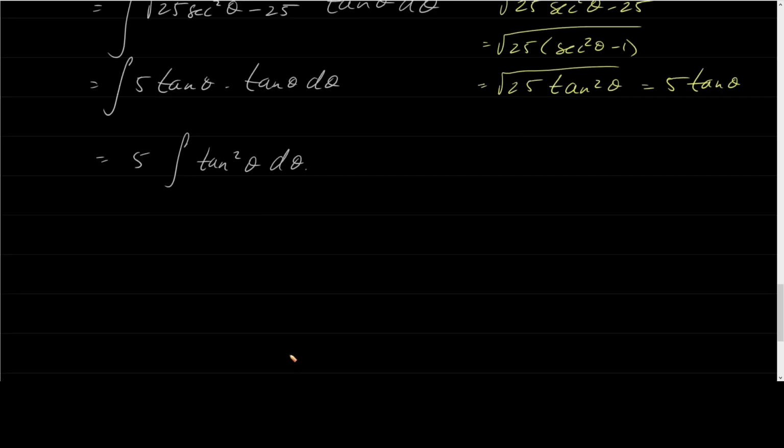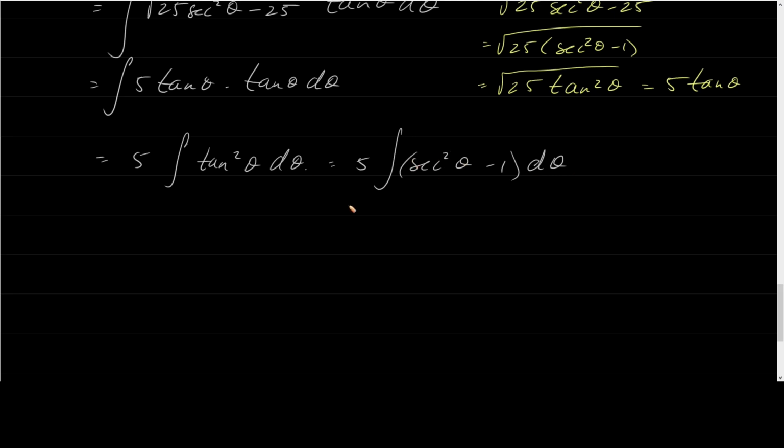And now let's remember how to integrate tan squared. The way that we integrate tan squared is we rewrite it in terms of secant. So we have 5 times the integral of secant squared theta minus 1 d theta. And again, that's from the Pythagorean identities.